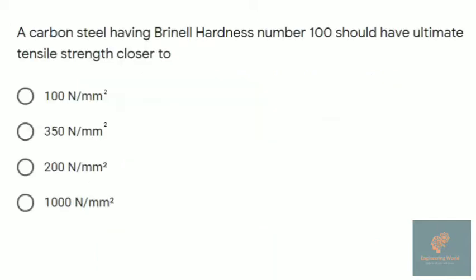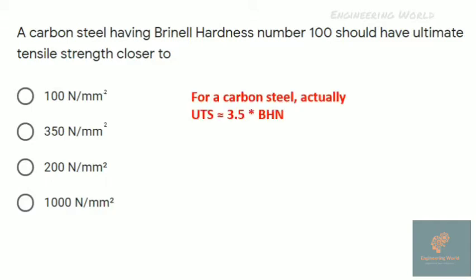So first question is, a carbon steel having Brinell hardness number 100 should have ultimate tensile strength closer to. Actually, remember one thing for this. For carbon steel, ultimate tensile strength is nearly equal to 3.5 times BHN. So you will get 3.5 into 100. Answer is 350 Newton per meter square.